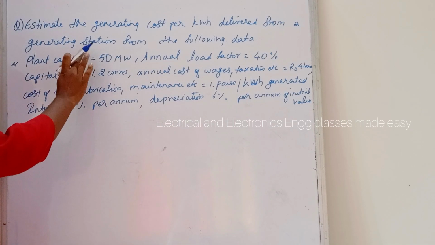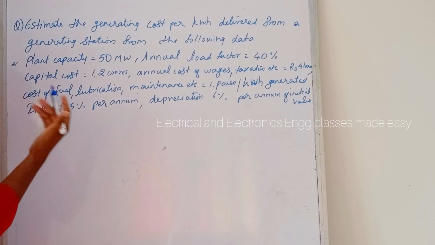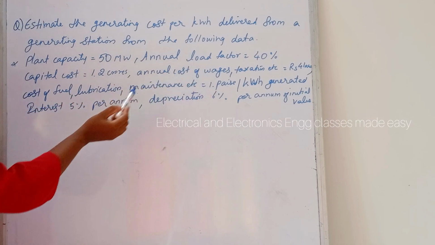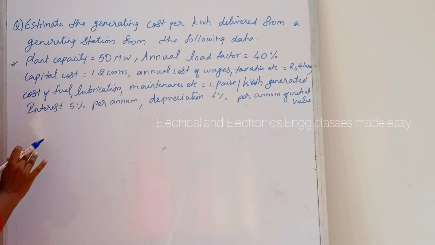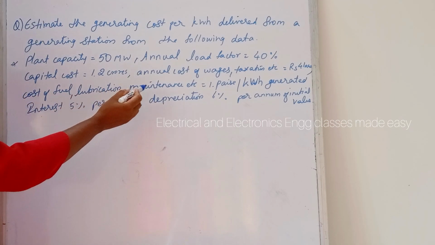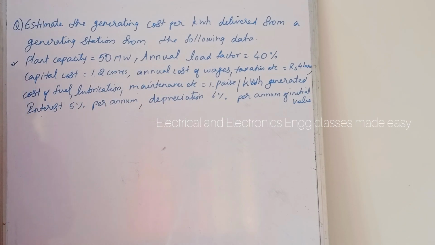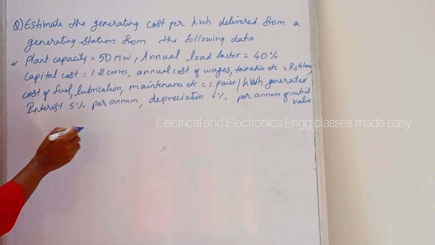Depreciation 6% per annum of initial value. So to find the cost per unit generated, we have to find the fixed charges and running charges. Here the cost of wage, taxation and interest, depreciation, etc. consist of the fixed charges, and cost of fuel, lubrication, maintenance, etc. consist of the running charges. So first of all we have to find the fixed charges.